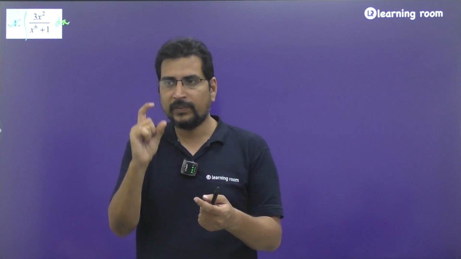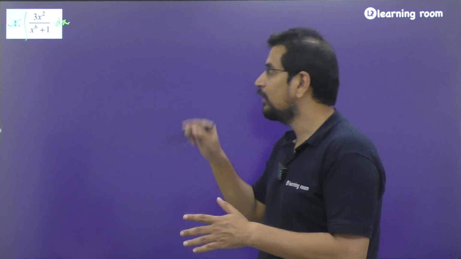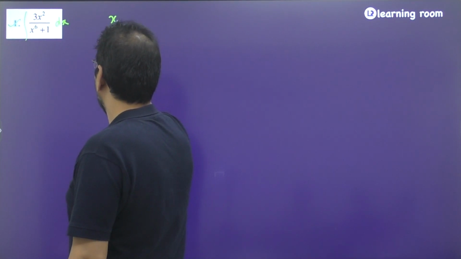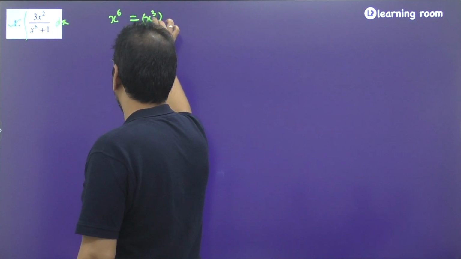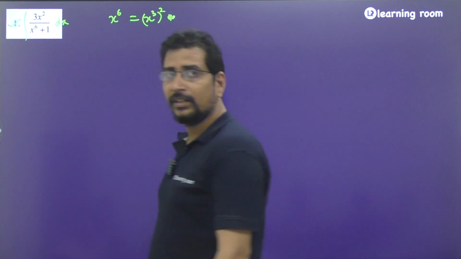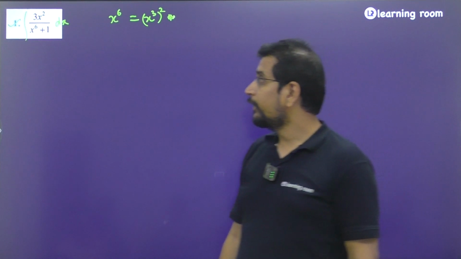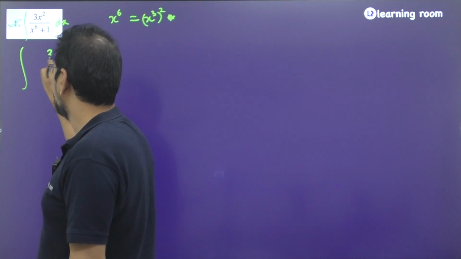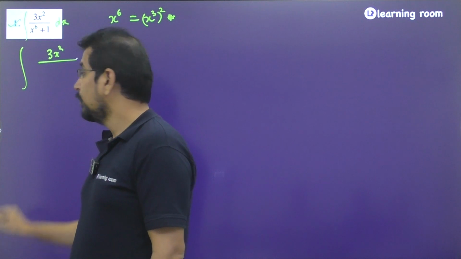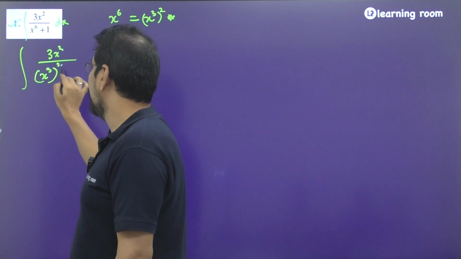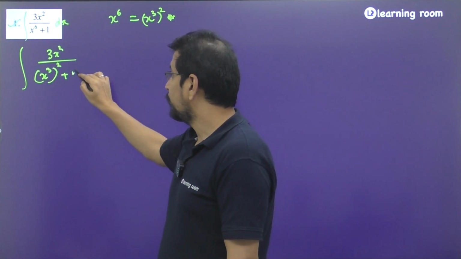So if I need the derivative to become x square, what should I substitute as t? Derivative will always decrease the power by 1. So if I need to get 3x square, what should I substitute? I need to substitute x cube. So for that, x power 6 can be written as x cube the whole square. Can I do it like this? If I do it in this way, then the question can be interpreted as 3x square divided by x cube square plus 1.